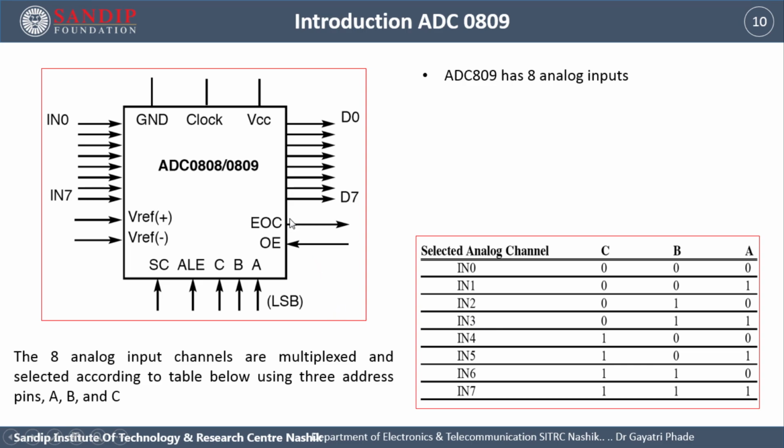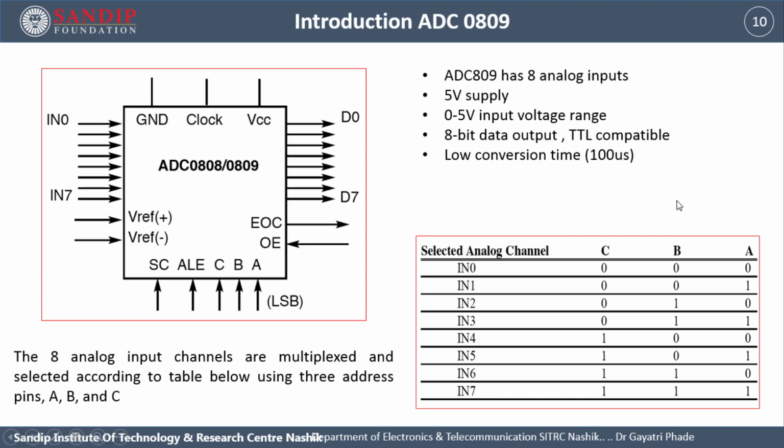So this is an 8 bit ADC having 8 analog inputs, 5 volt supply, and a 0 to 5 volt input range. It has 8 bit data output which is TTL compatible, so that we can easily interface it with the microcontroller. Low conversion time, that is 100 microsecond only. 8 bit resolution. Hope you understand now what 8 bit resolution is: 2 raised to n. High speed and high accuracy.